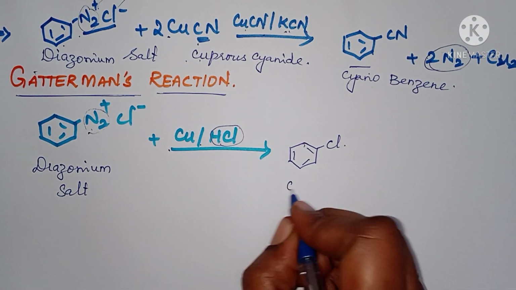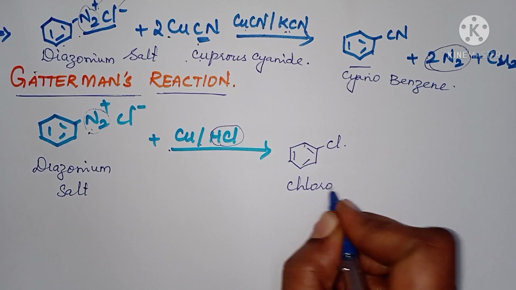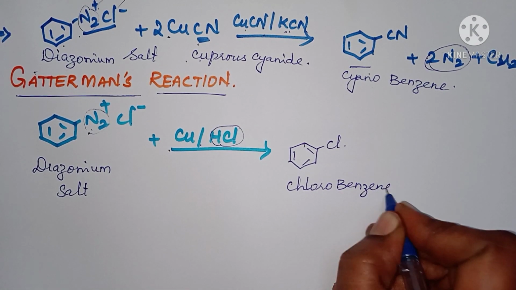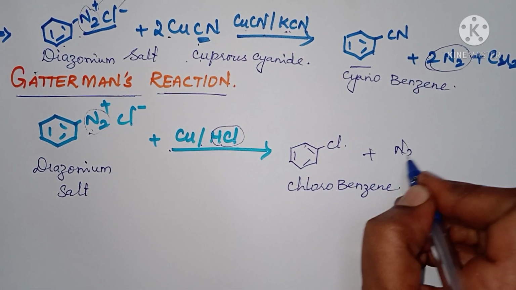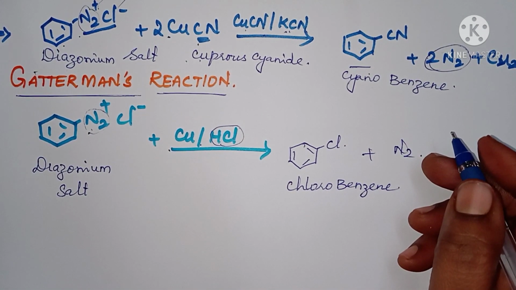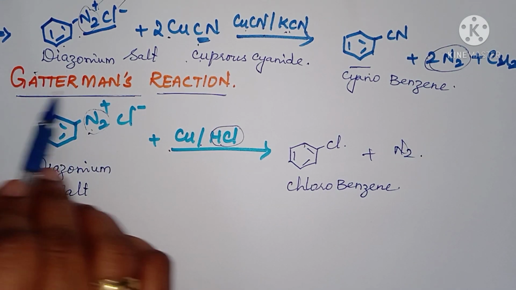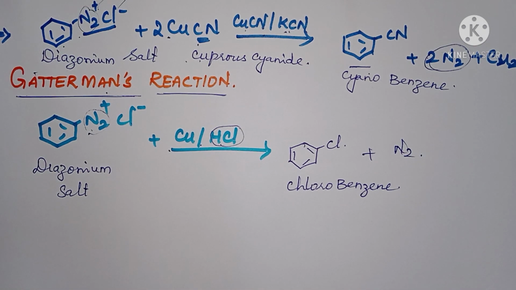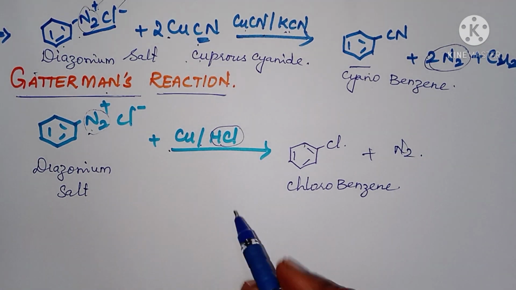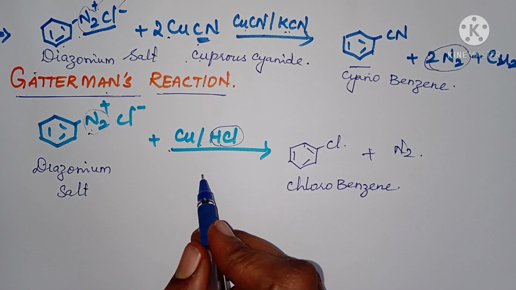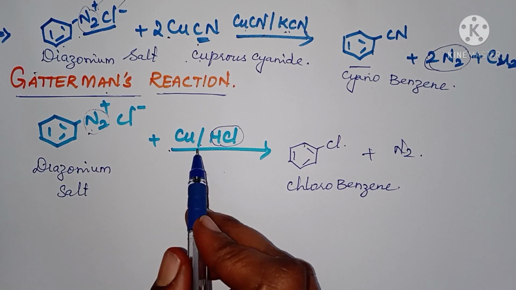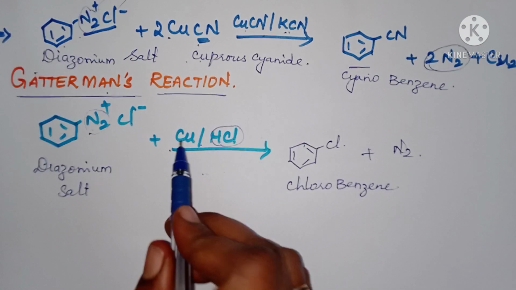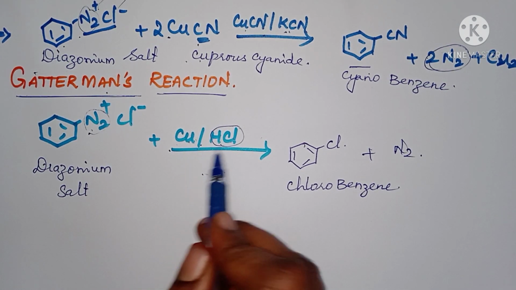So what is the name of this? Chlorobenzene. Next, what remains is N2. That's all. So this is Gattermann's reaction. Gattermann's reaction also comes under removal of the diazo group. So for Gattermann's reaction, what is the reactant? It is treated with copper with HCl or copper with HBr. Remember this, which is going to react with that.